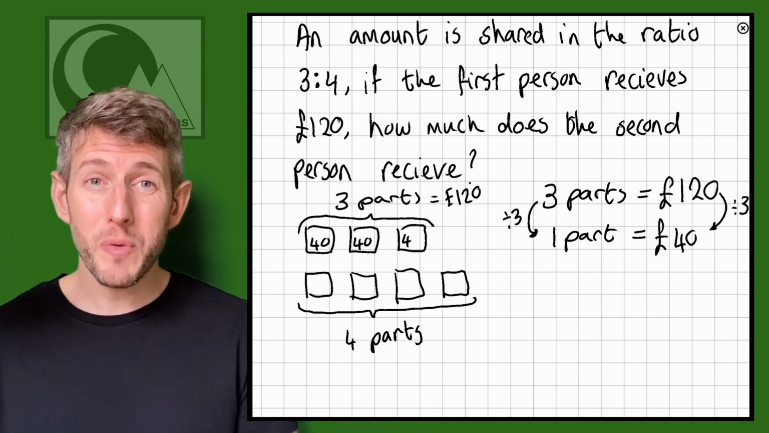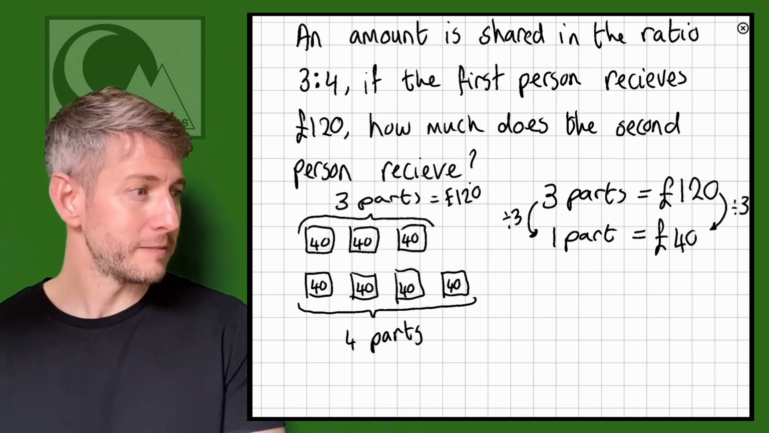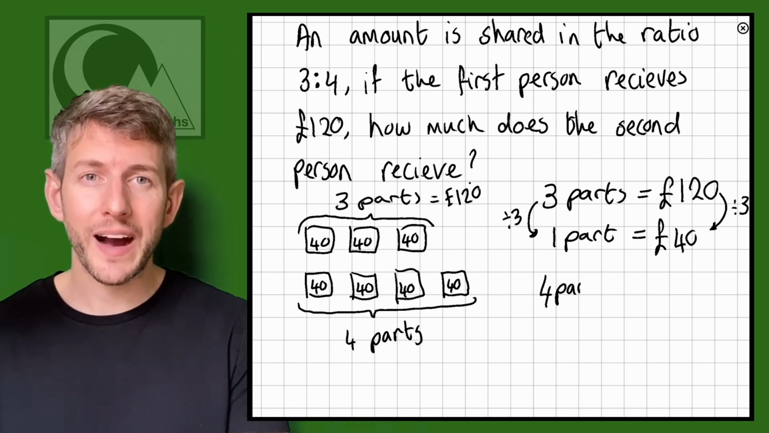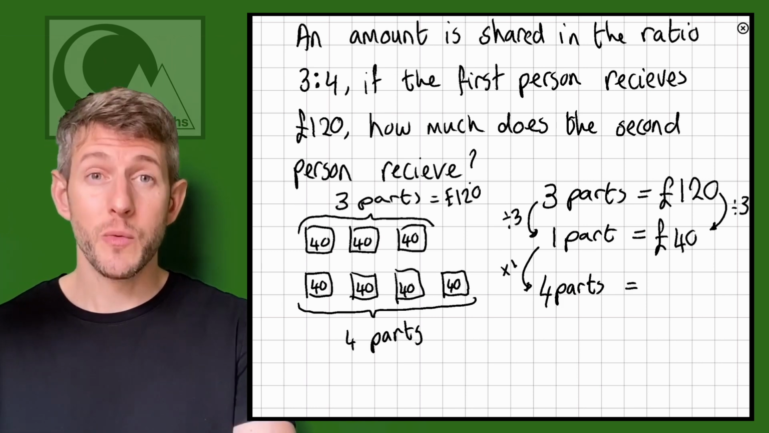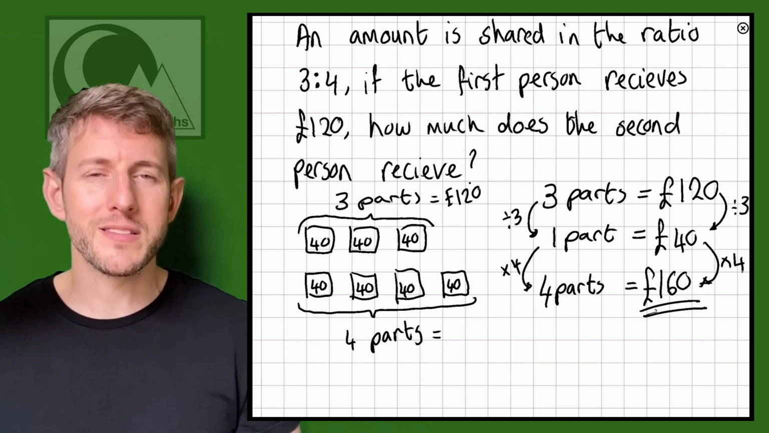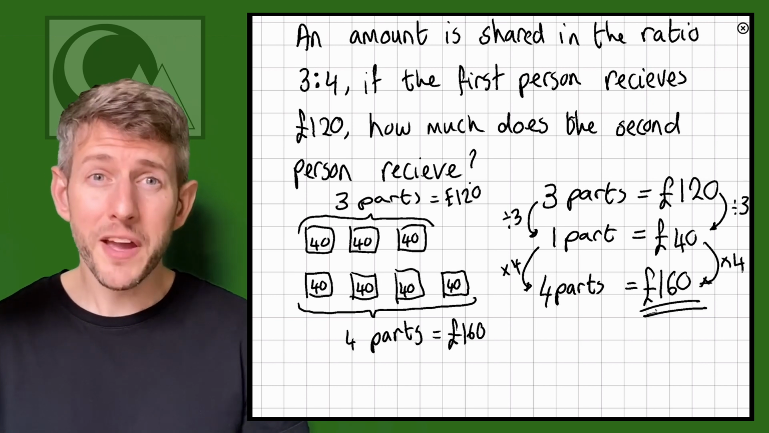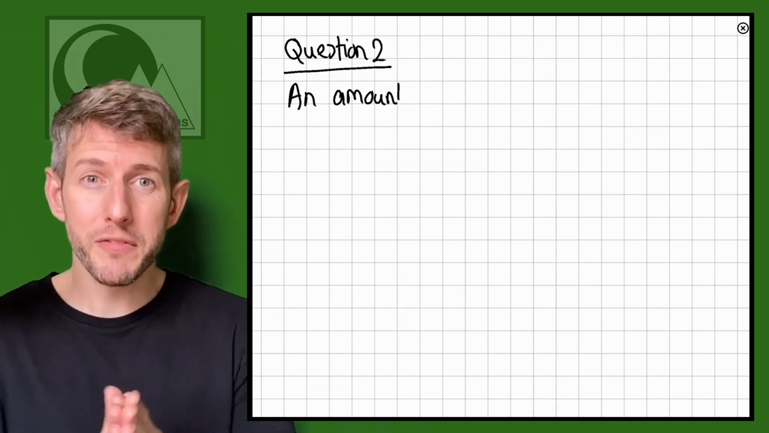If we know now that 1 part of the ratio is £40, we can then work out what 4 parts is. We work out 40 times 4, so 4 parts equals £160. Okay, great. Right, let's try another question.